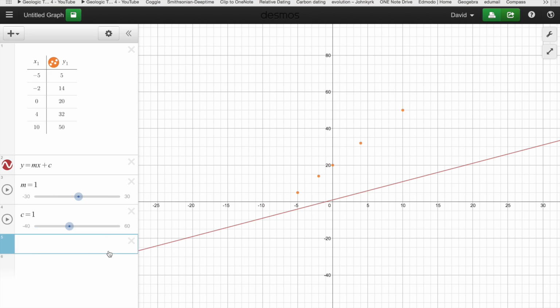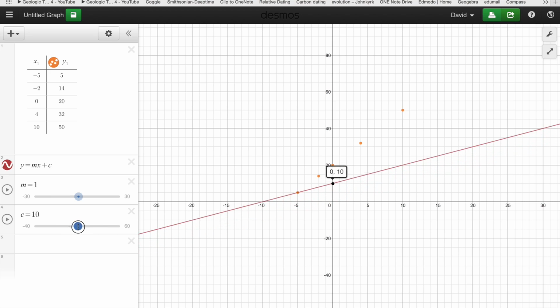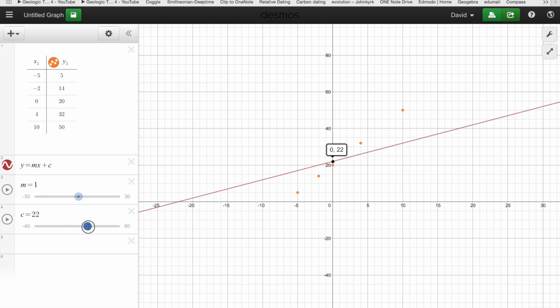So, now what I can do is change the value of m and c on this line by moving my sliders. Now, watch this. Look what happens when I move my c slider. When I move it up, the equation moves up.